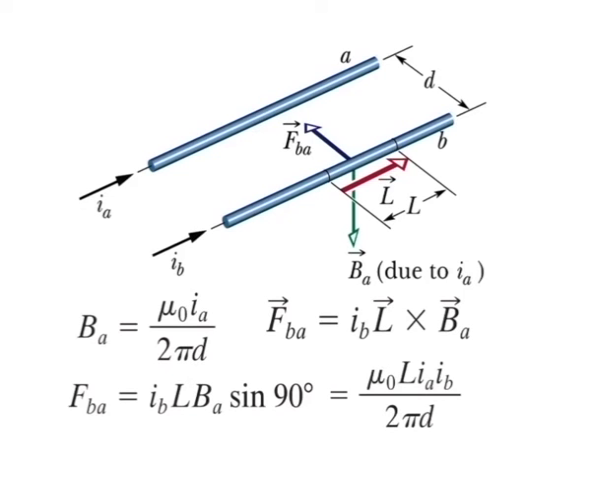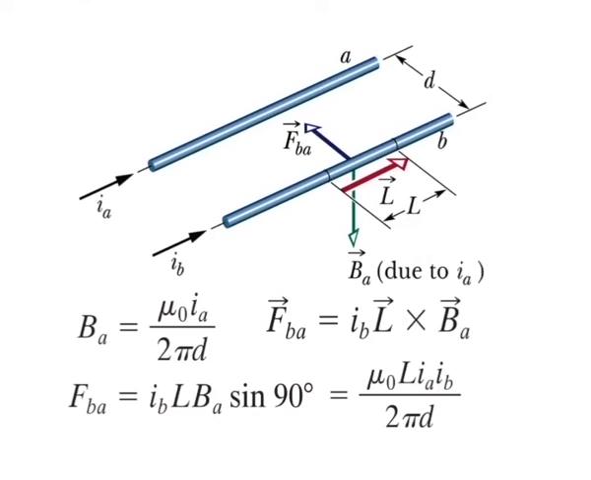The direction of force vector is the direction of the cross product of the length of wire and the magnetic field due to wire A. Applying the right hand rule for cross products to the length of wire and the magnetic field, we see that the force is directly towards wire A.